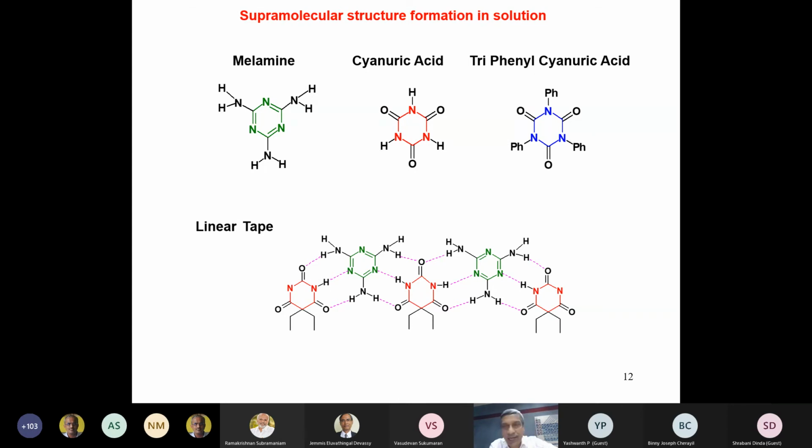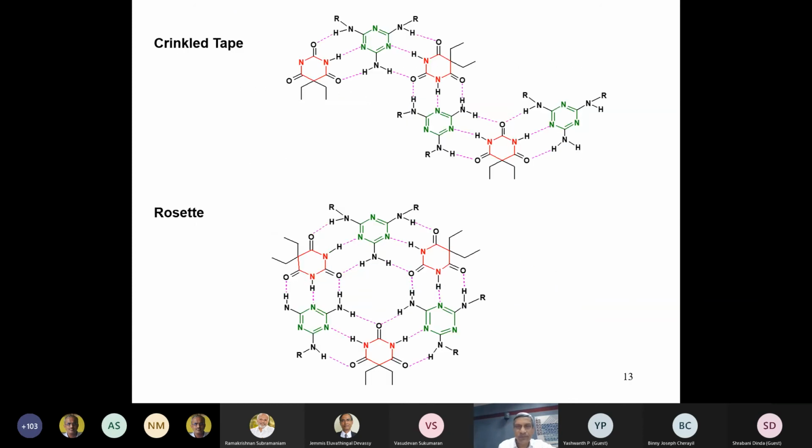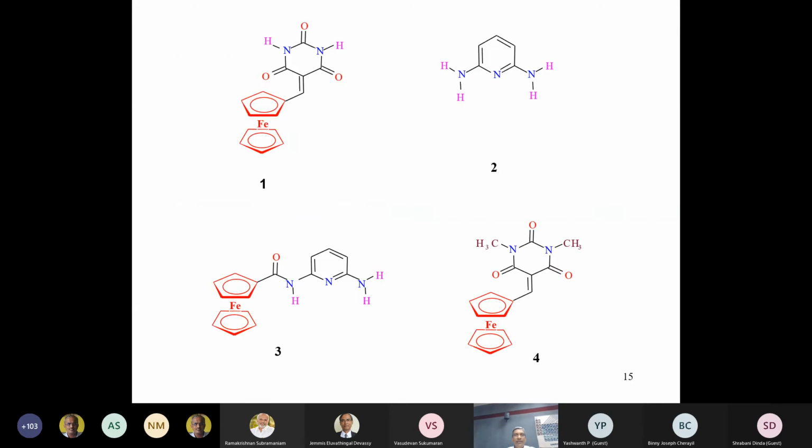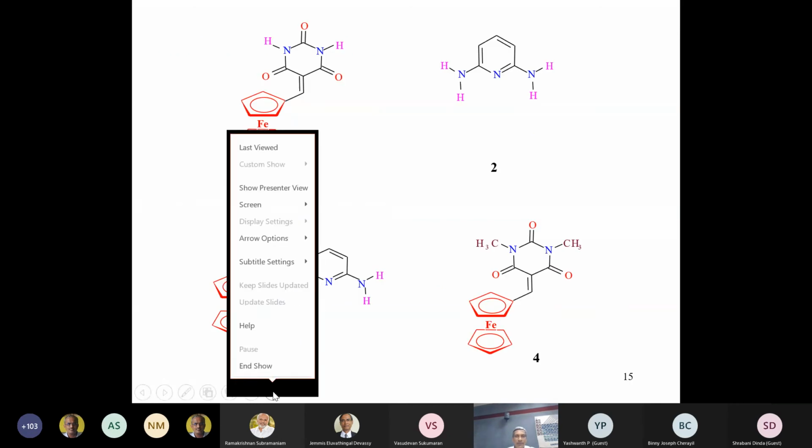By that time, when we started, Professor Whitesides must have written 100 papers on this particular couple, with of course different variations and so on. So he told us that you can have linear tape structures or crinkle tape structures or rosette structures. Now we took the simplest one, the rosette structure, and the first question that we asked was, if we titrate by second harmonic, by adding one into the other.